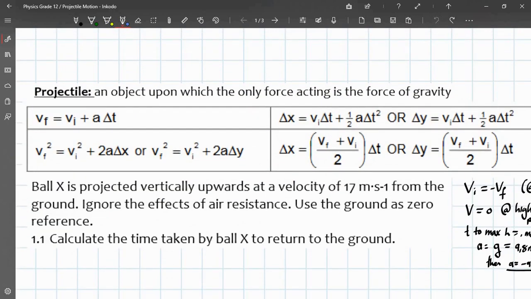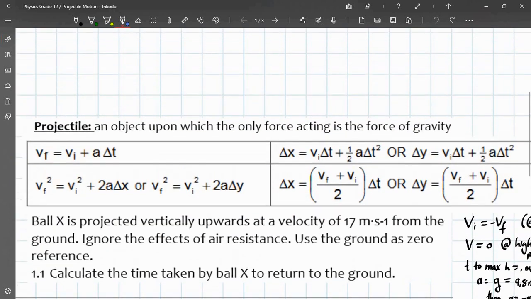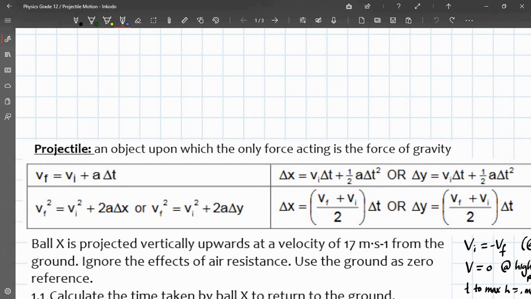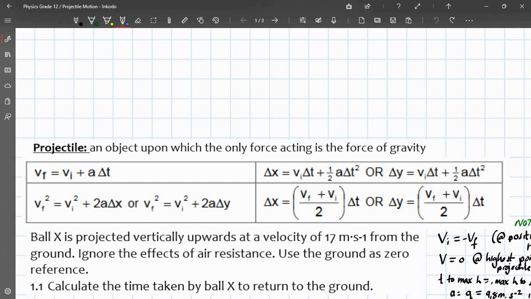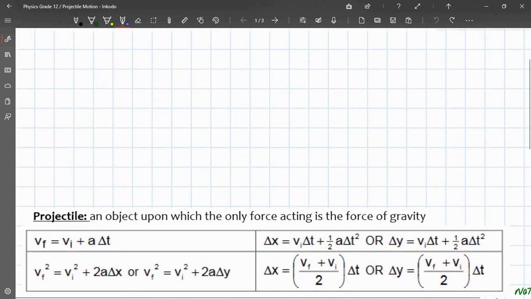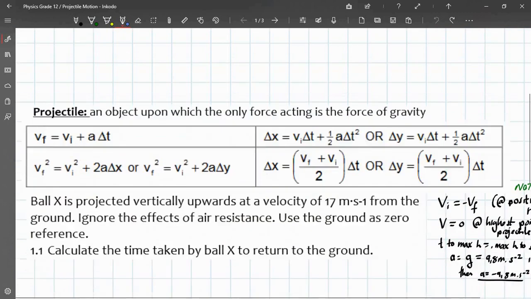What is a projectile? A projectile is an object upon which the only force acting is the force of gravity. So it's basically in free fall, and the only thing working on it is gravity. This table shows the equations of motion, and you should know them by now. In this type of question, all you have to do is choose the right equation. To do that, you look at what variables you have, so you write down what you're given. Then you look at what you're asked to calculate, so what's unknown, and you plug into one of these equations where there's only one unknown, and you can get the value.